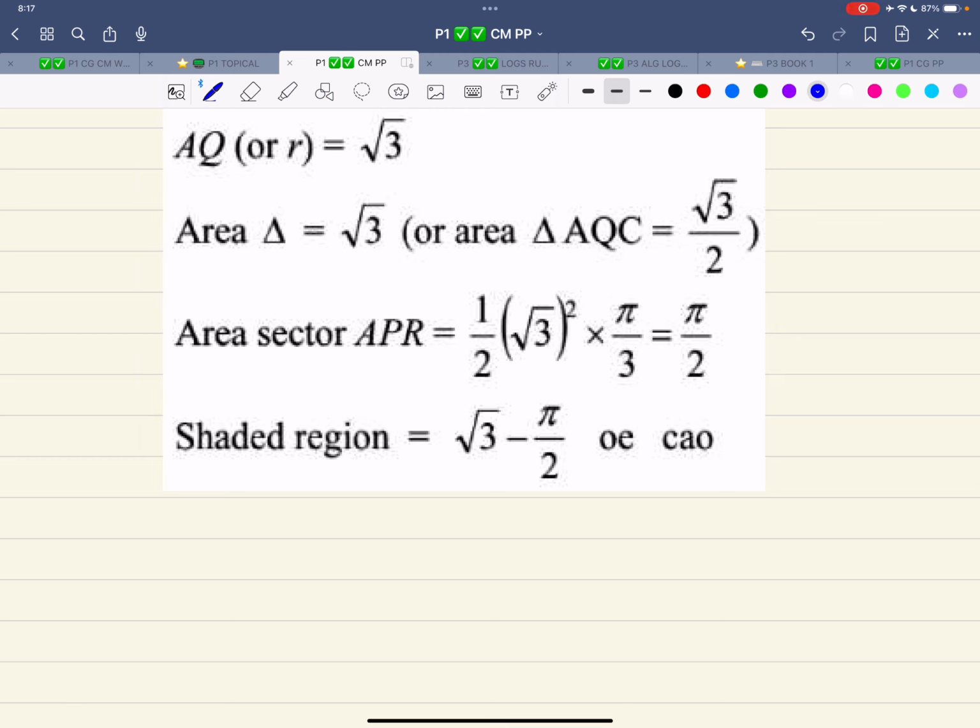And that is how we are done with 3 nice questions of circular measure.